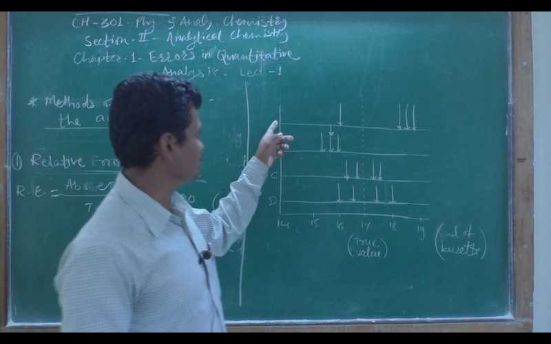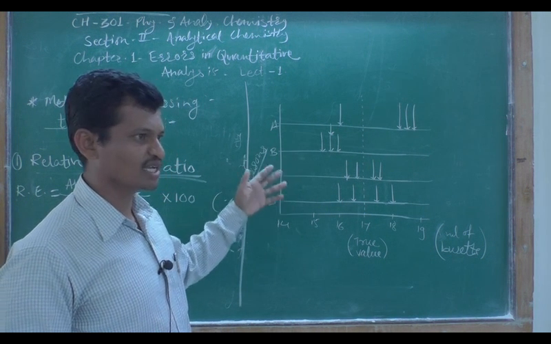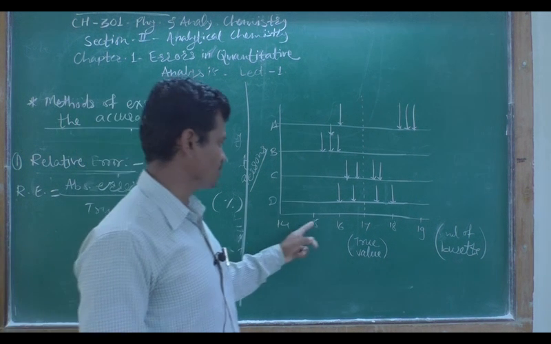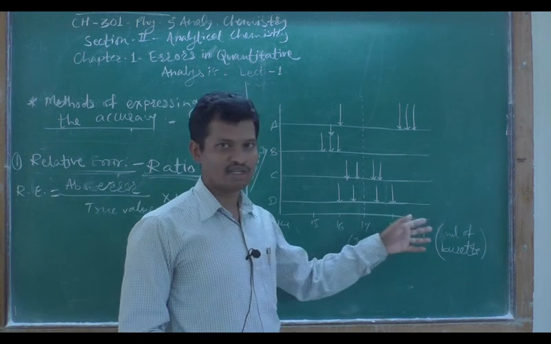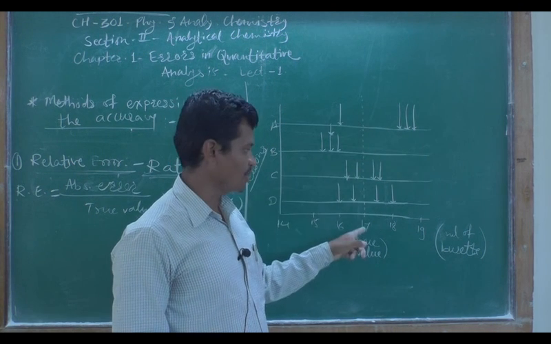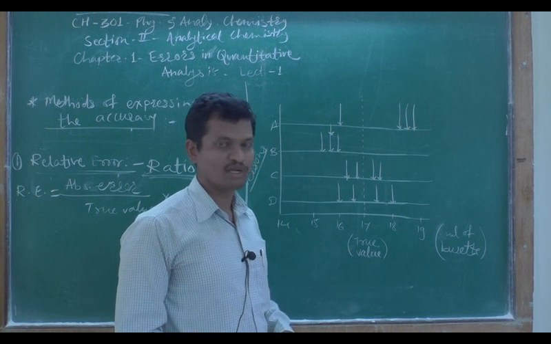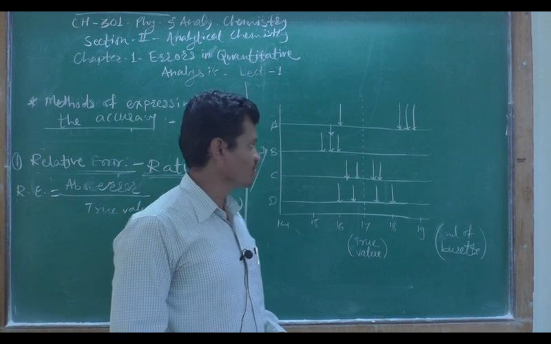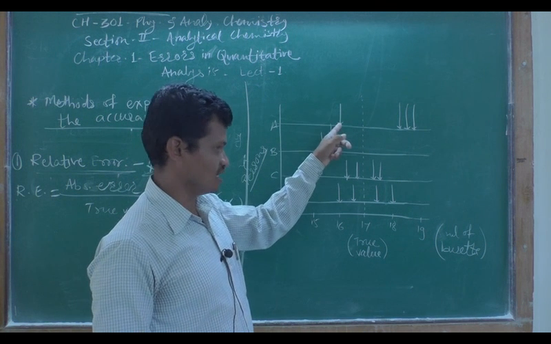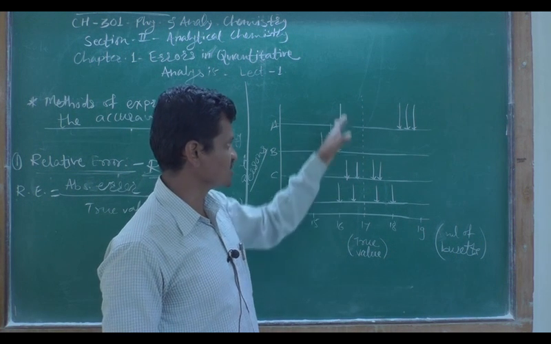What is this? These are the persons A, B, C and D. The 4 persons or 4 students are taking a measurement in a titration, and 14, 15, 16, 17, 18, 19 are the burette readings. 17 is the true value, shown by the dotted line. 17 ml of burette reading is the true value of that particular experiment. Person A, or student A, in the first attempt gets an answer of 16 ml.